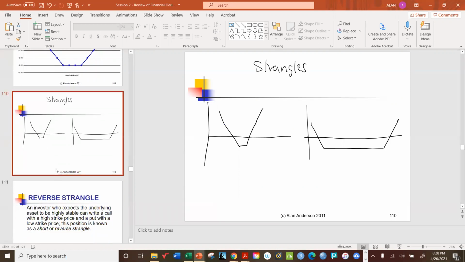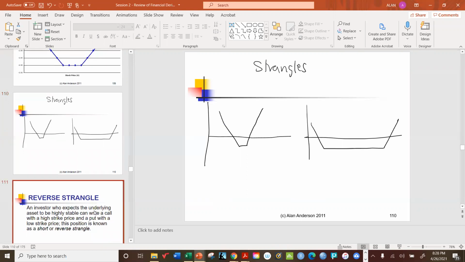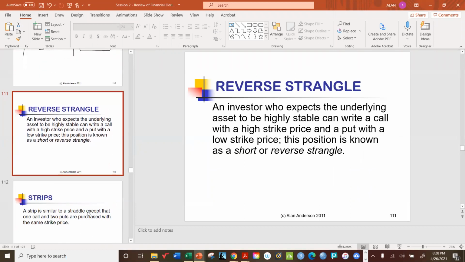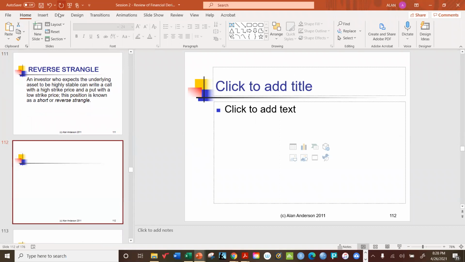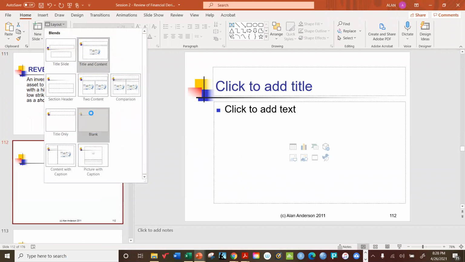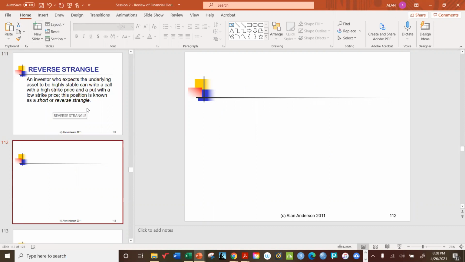All right, now there's two, and of course you can have a reverse strangle. You can just flip this upside down if you sell the call and the put. And of course, that just means you'll have an upside down shape. It'll be like a rowboat that's tipped over. Okay, let's see what that looks like. And again, you can see this one is really risky because look what can happen.